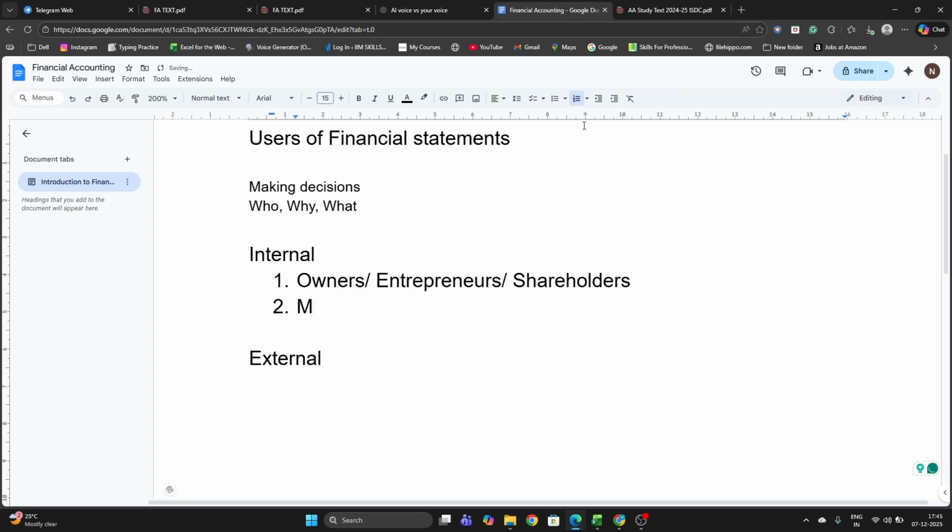So, when it comes to the management, these people use financial statements to make strategic decisions. For example, should they increase production? Should they reduce expenses? Should they invest in new machinery or not? How is the business performing compared to last year? So they depend heavily on financial information for planning and performance evaluation.